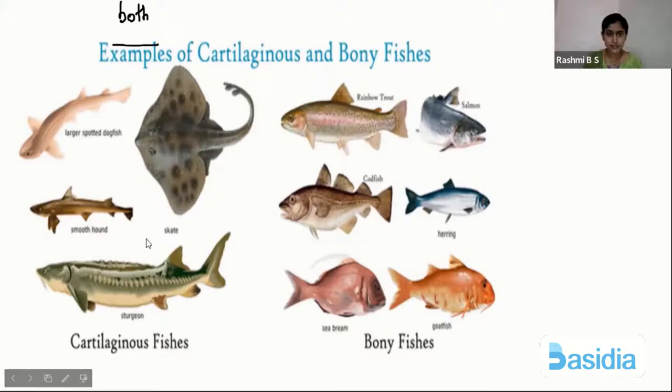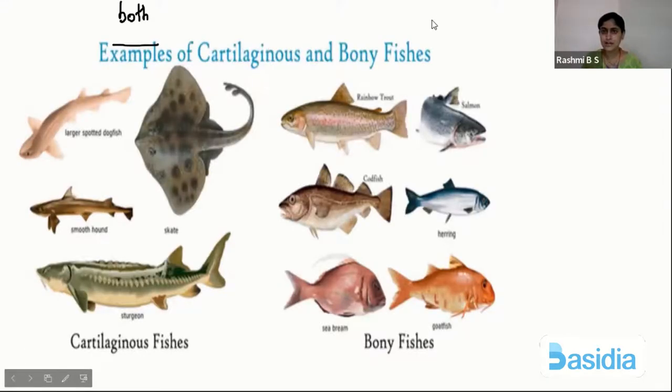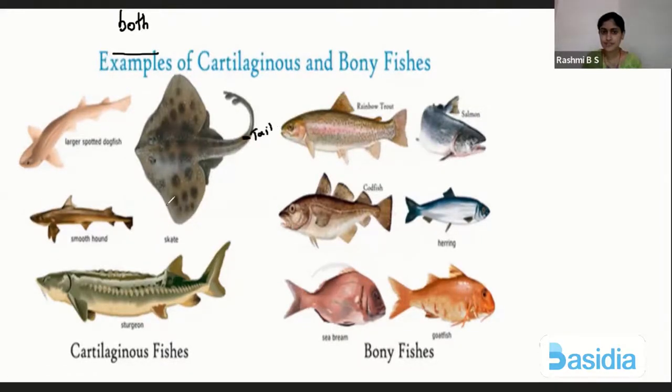Which one, beta? Left side or right side? A skate. This is not an elephant, beta. It is a ray fish, the big one. That is a ray fish, not an elephant. This is its tail part, beta. These are fins. Is it clear? This one only, beta. It's called a skate. Clear? Yes, yes, Pooja, you are right. He's talking about ray fish.